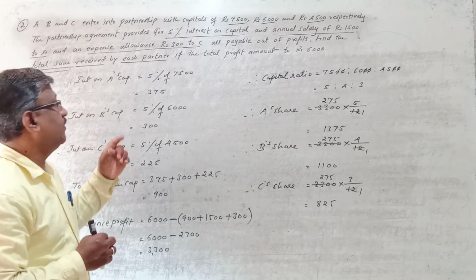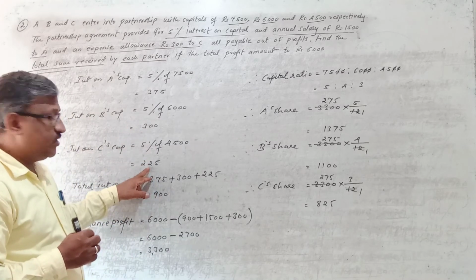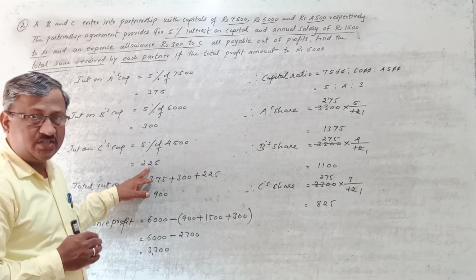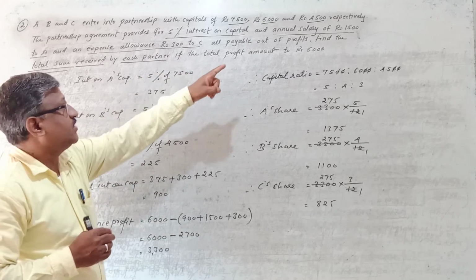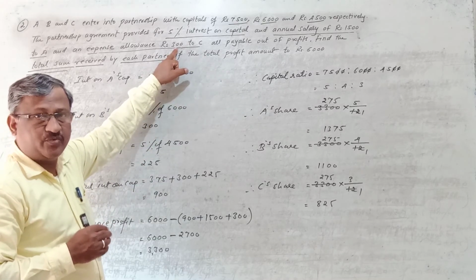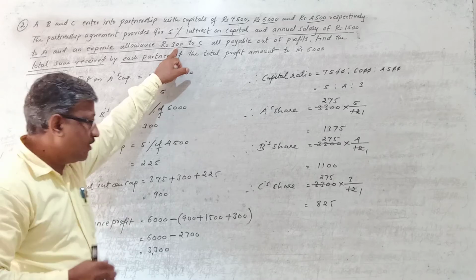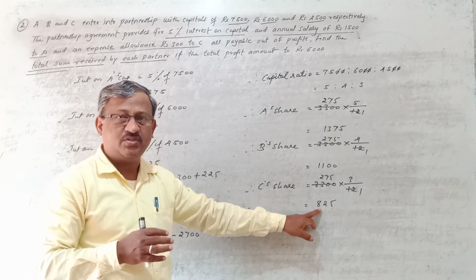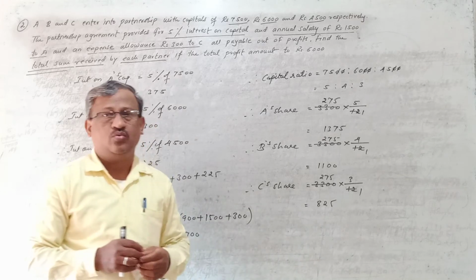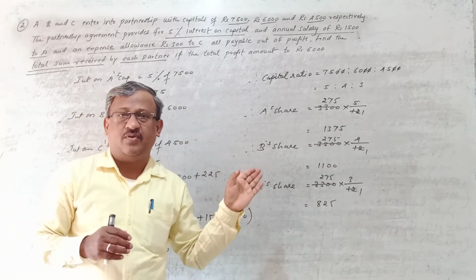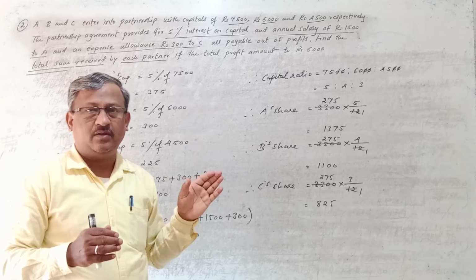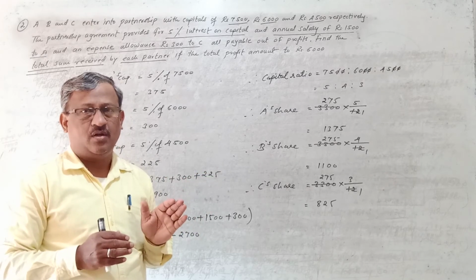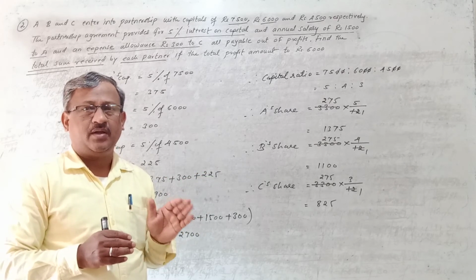And the same in the case of C. What is C getting? He is getting 225 rupees interest on his capital. He is not getting any salary, but he is getting an expense allowance of rupees 300, so you have to add that in his share. Plus he is getting a share out of balance profit, 825. Whatever they are getting from the profit, the same we have to add. That is called the total share or total sum received by A, B and C.